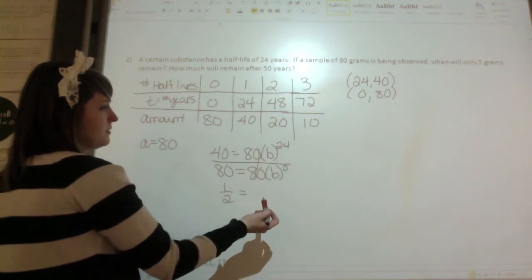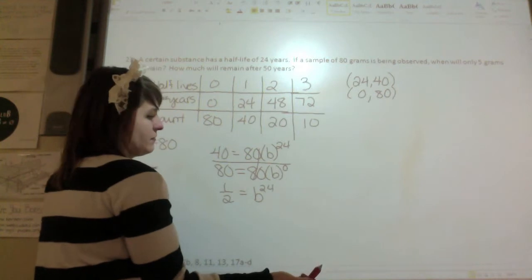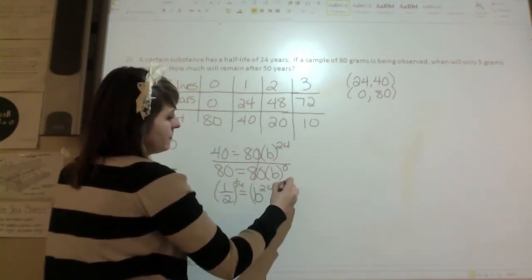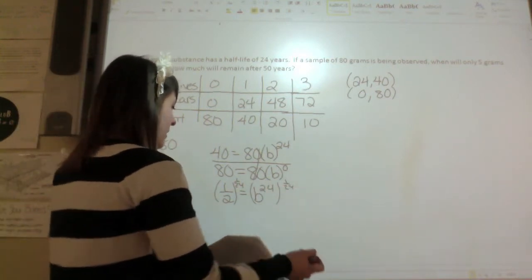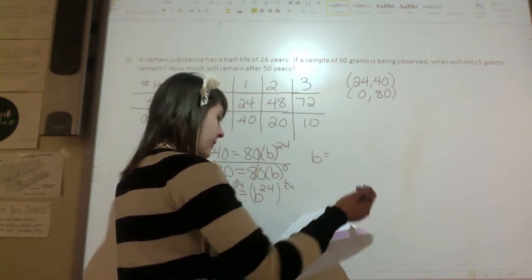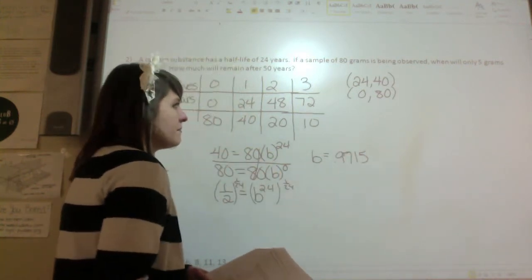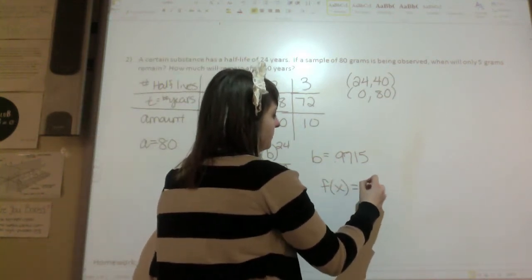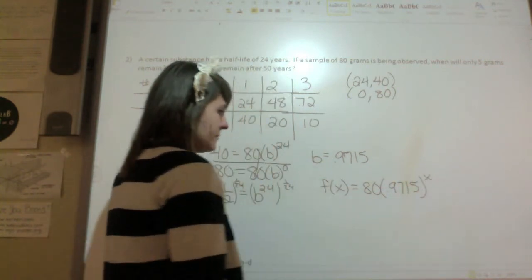Okay, my 80s cancel. b to the 24th over b to the 0 is b to the 24th. So essentially what I'm going to do is raise each of these to the 1 over 24 power. And when I do that, I get a b value of 0.9715. Okay, so now I can rewrite my equation as 80 times 0.9715 to the x.